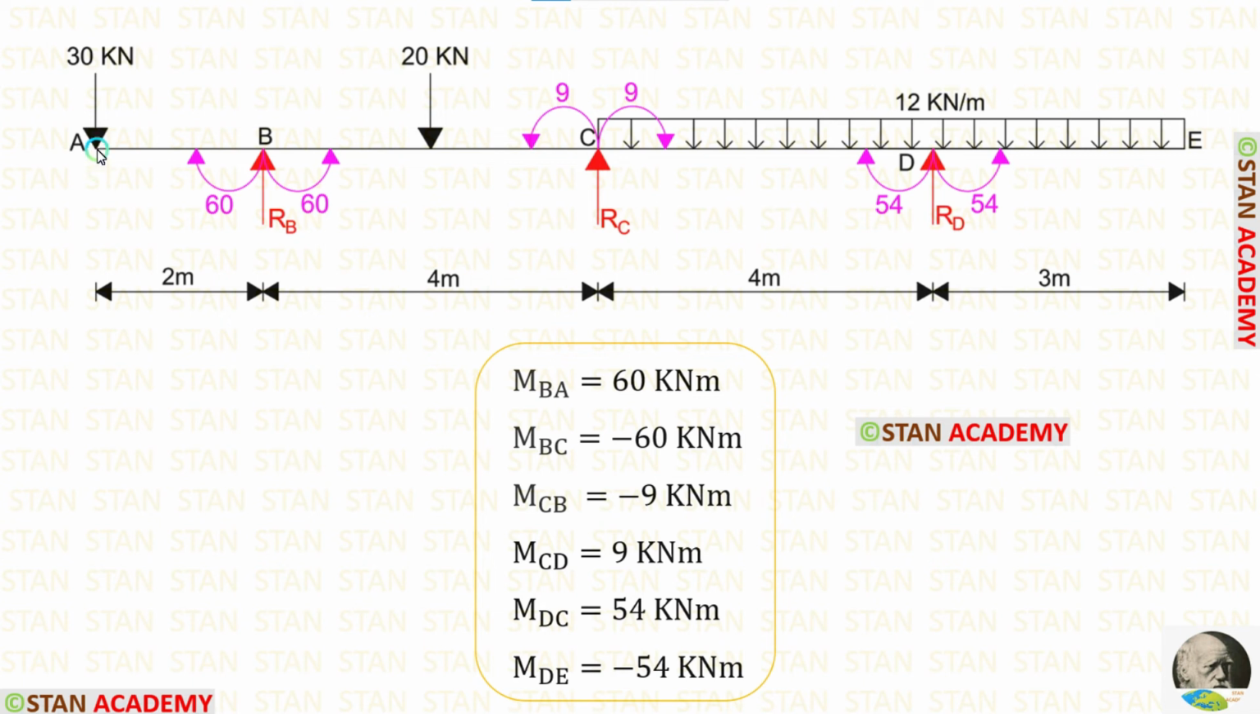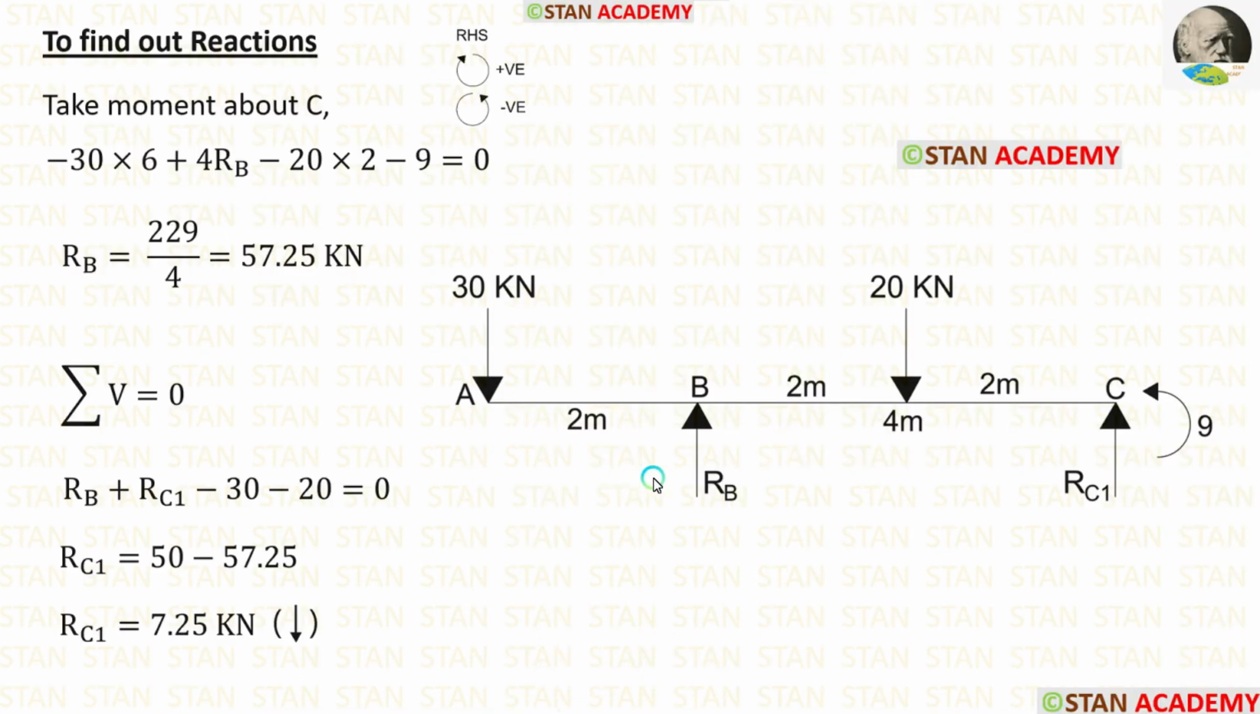Let us take the overhanging span AB and the span BC together and calculate the vertical reactions. When we take them together, no need to consider MBA and MBC. They will get eliminated. Only we have to consider MCB, which is acting in the anti-clockwise direction. In these spans, first I am going to calculate RB.